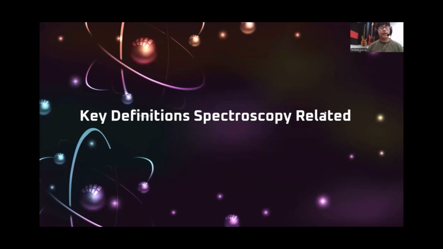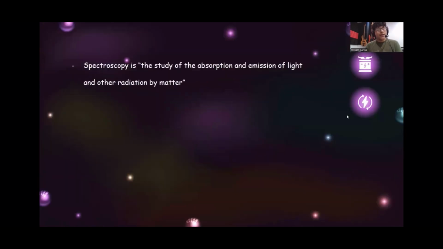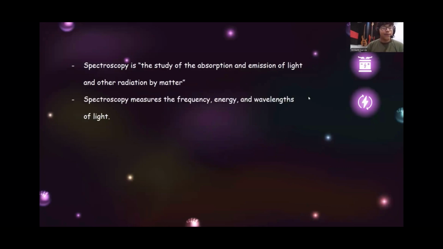So to get started, some key definitions spectroscopy related. Spectroscopy is the study of the absorption and emission of light and other radiation by matter. Spectroscopy measures the frequency, energy, and wavelengths of light. Talking a little bit more about absorption: absorption is the process by which light energy and light waves get drawn in.